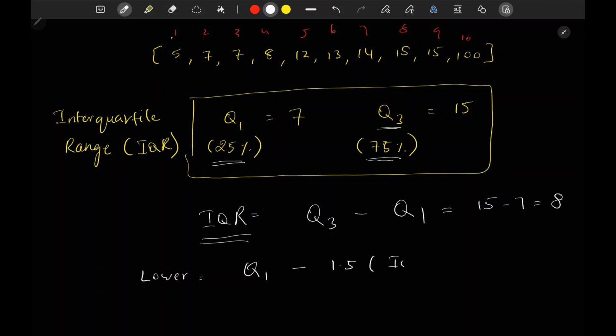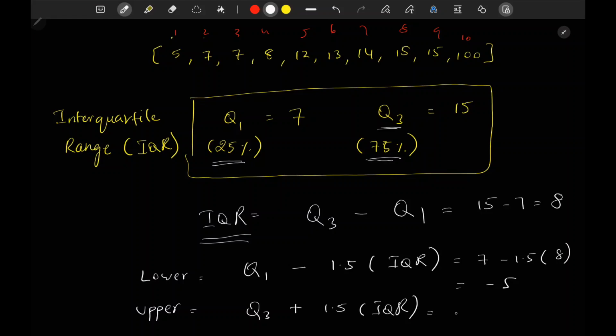The lower bound can be calculated as Q1 minus 1.5 times IQR. Here Q1 is 7, minus 1.5 times 8, so I'm going to get negative 5. Then I'm going to calculate the upper bound, that will be Q3 plus 1.5 times IQR. So this will be 15 plus 1.5 times 8, and we are going to have 27 here. So the boundaries are negative 5 and 27.